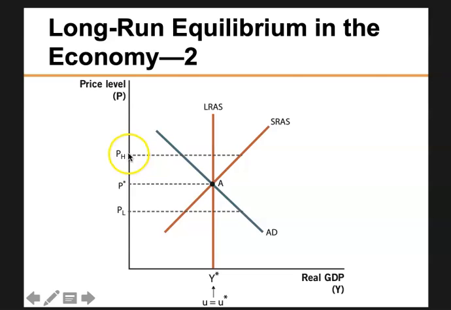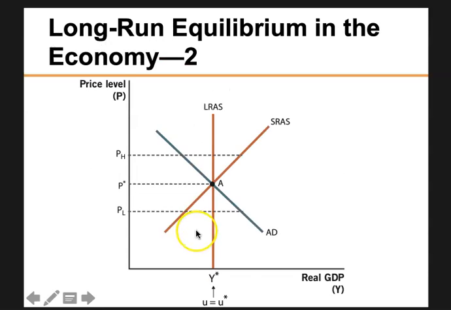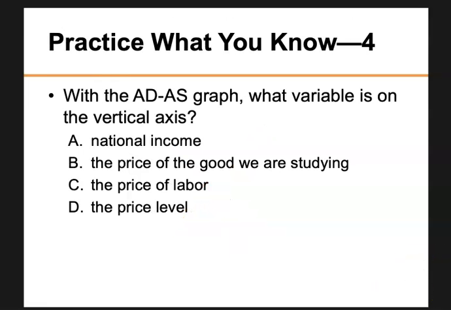Now, if you look at the other side, if the price level is at PH, the quantity of aggregate supply corresponding to PH will be larger than the quantity corresponding on the demand side, right? So goods are sitting around, so the price is going to start to fall, right? And the price level will fall until it's at P star again. So point A is the long-run equilibrium.